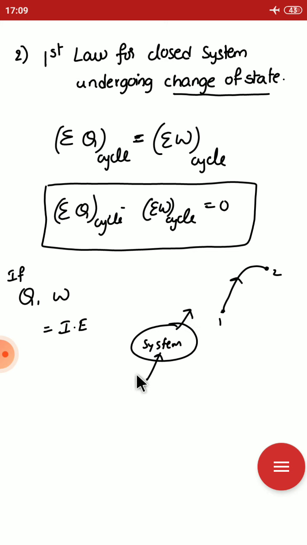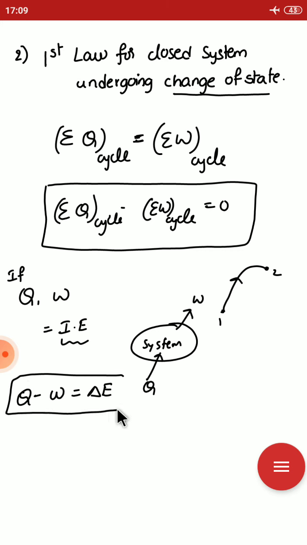Suppose this is a system. The amount of heat is entering and work is done by the system. The net amount of energy stored or accumulated in the system we call the internal energy. The algebraic sum of the energy, Q minus W, is equal to the internal energy.